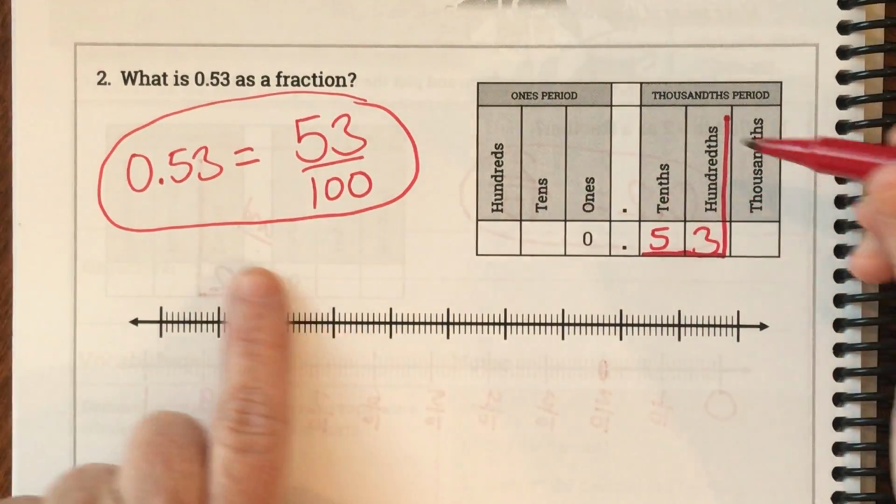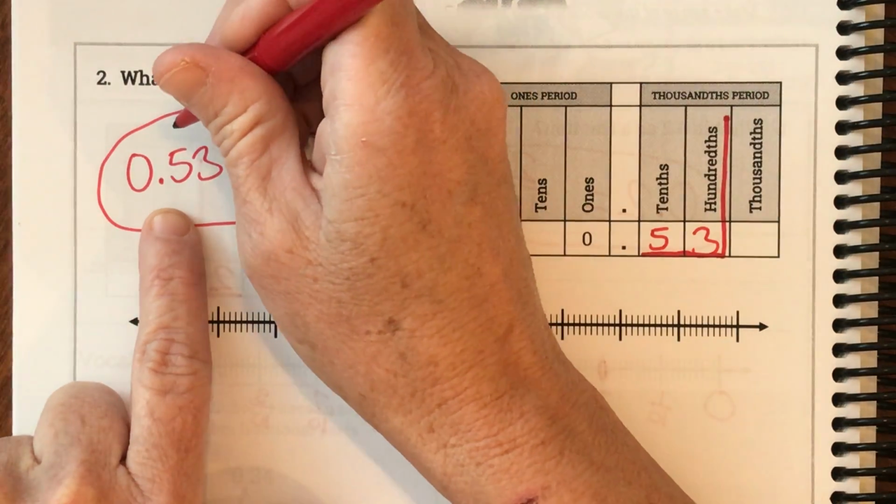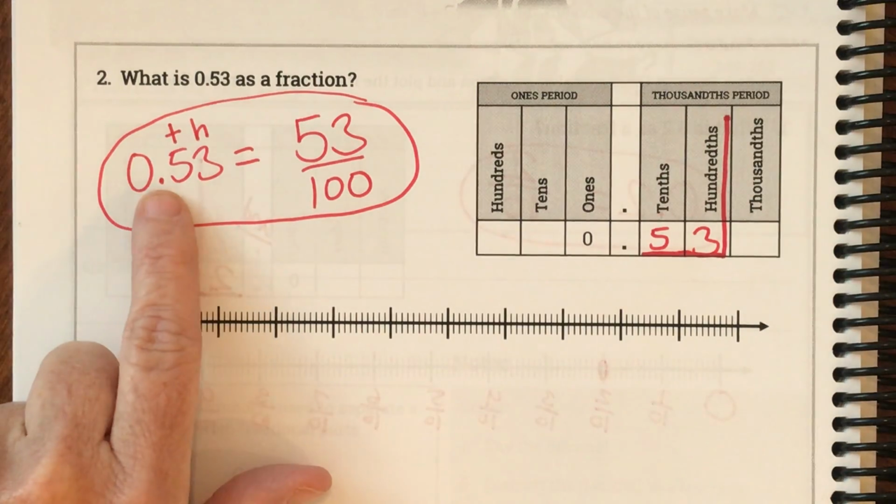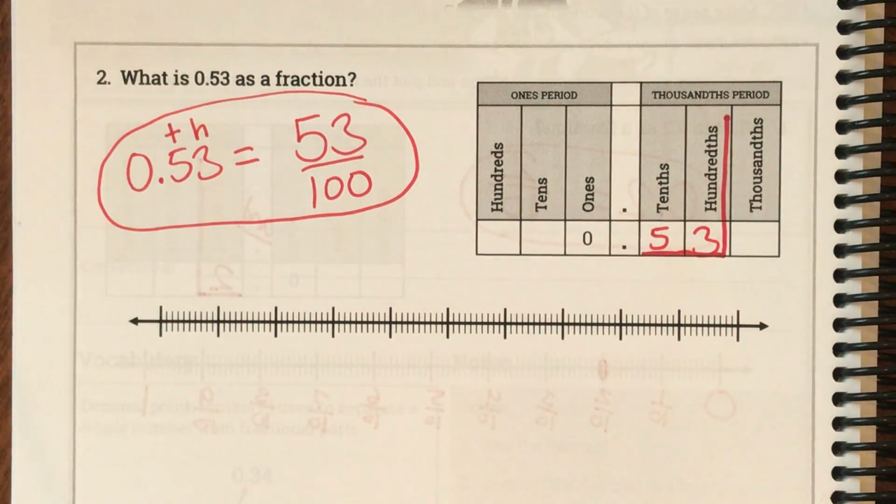Sometimes when I don't have a place value chart, what I like to do is write them in. So this is my tenths, and that's my hundredths. So I would know it's 53/100.